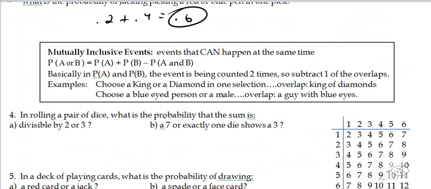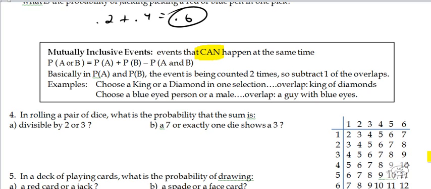All right, so the next part here, we talked about mutually exclusive. Now we're talking about mutually inclusive events, events that can happen at the same time. Okay? So what we're doing is we're saying the probability of A or B is equal to the probability of A plus the probability of B minus the probability of A and B.